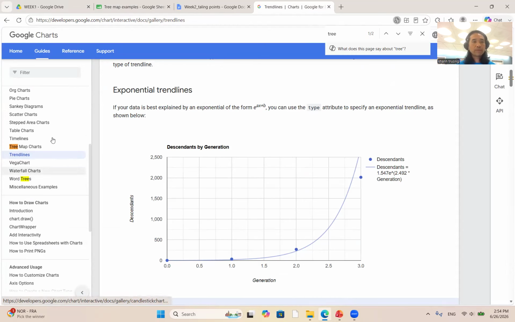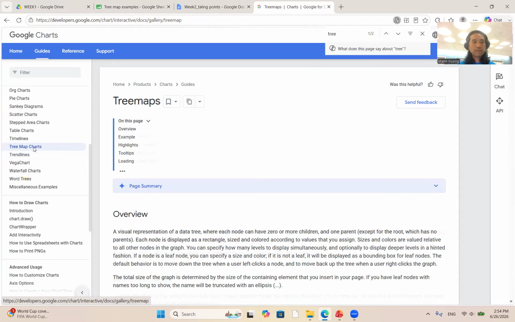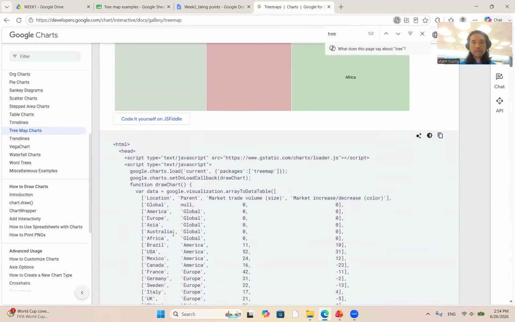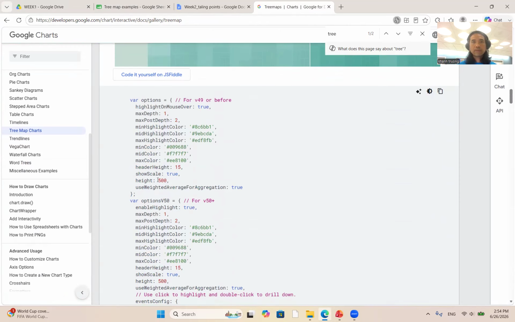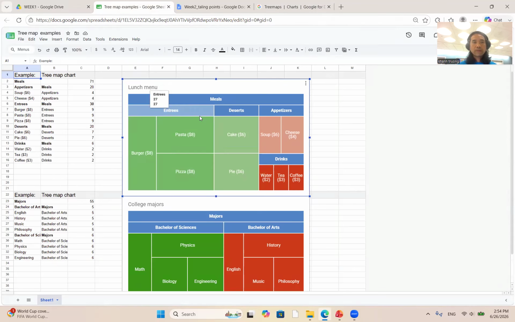Tree map chart, right? Take a look at the tree maps here. All of this graph right here is generated based on the data in this table on the left, right? But if you take a look at the data set, it's really hard for you to see it all. This one, they organize it for you.